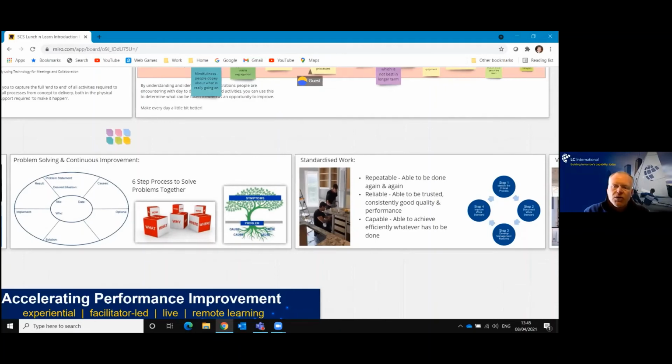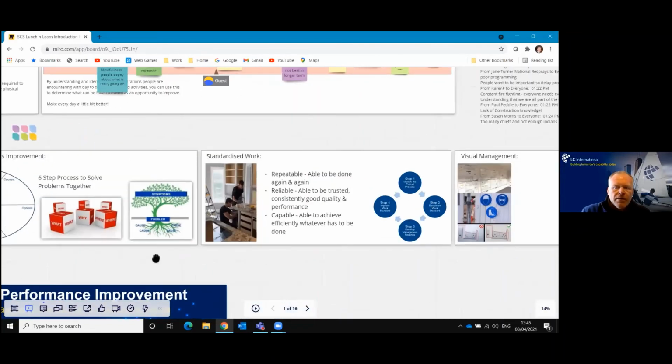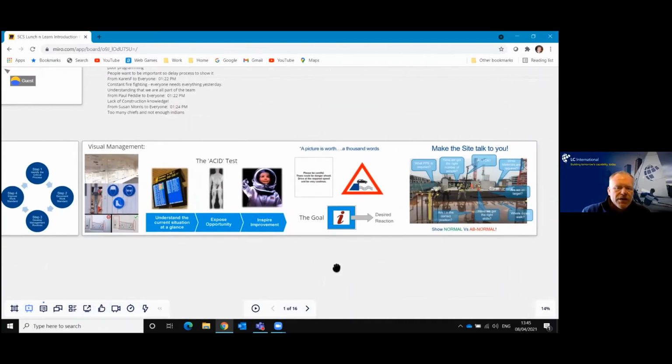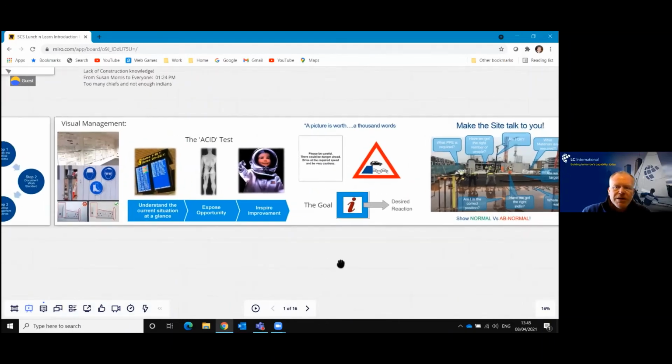If the standard was failing and it wasn't quite right, my challenge, in my problem solving, would be to improve that standard, to ensure that everybody's then on the same page of this is how we do things within this business. And the final one of the enablers is what we call visual management.